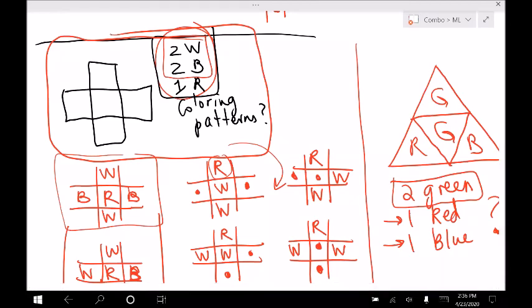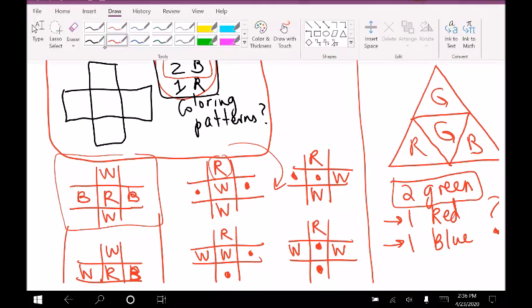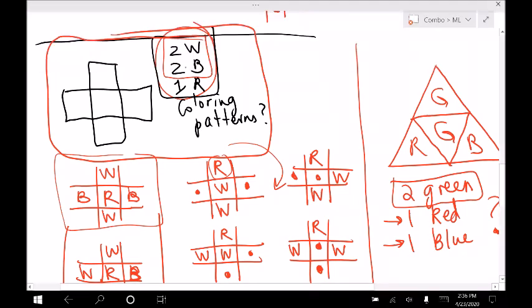Do you want to see Burnside Lemma on this one? Okay, let's quickly check Burnside Lemma on this one. All right, so let's do Burnside Lemma on the case where, again, we have a limited number.